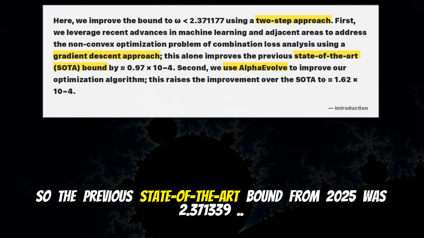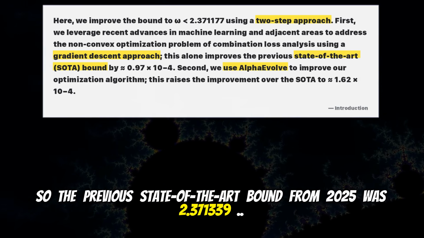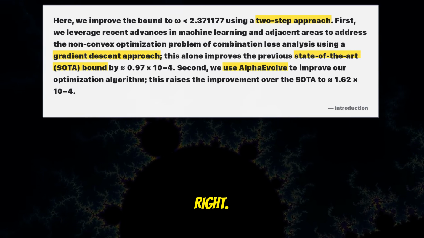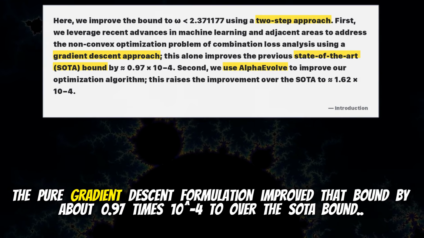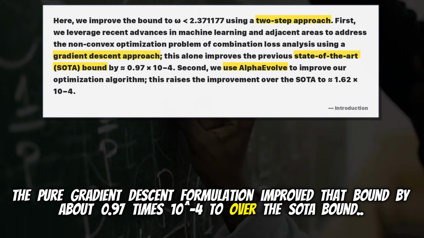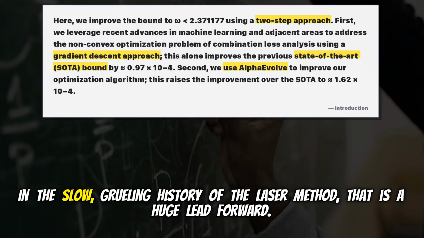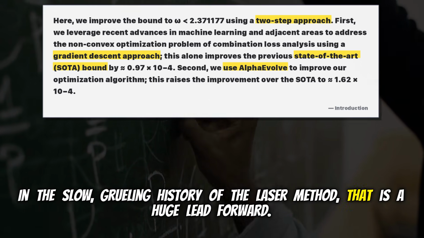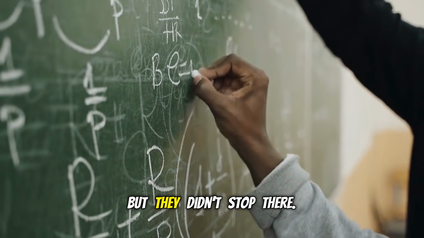So the previous state-of-the-art bound from 2025 was 2.37133. Right. The pure gradient descent formulation improved that bound by about 97 times 10 to the minus 6. In the slow, grueling history of the laser method, that is a huge leap forward. But they didn't stop there.